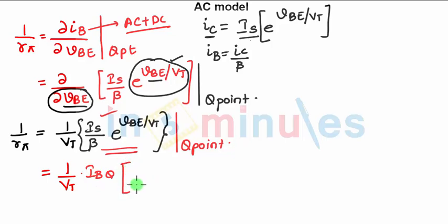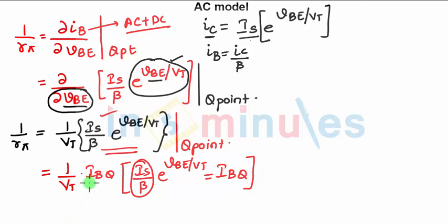So Is upon beta e raised to VBE by Vt is nothing but the forward bias Is by beta. This is IC by beta, and the whole equation divided by beta is nothing but IB. So this is nothing but the DC value of current at the Q point. So I am replacing it with IBQ. So I can write 1 upon R pi equals IBQ upon Vt.